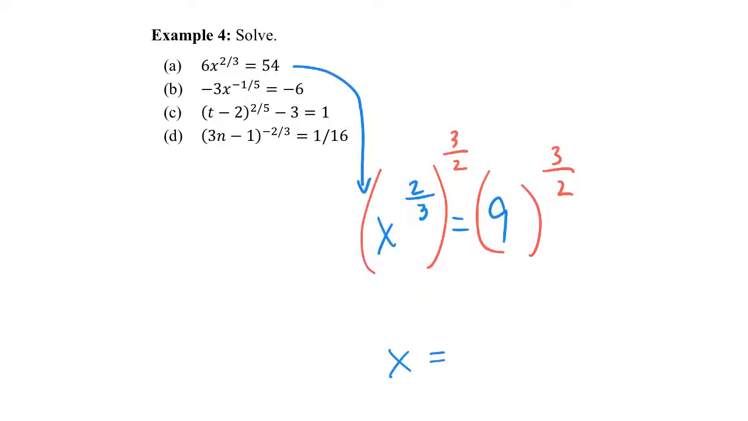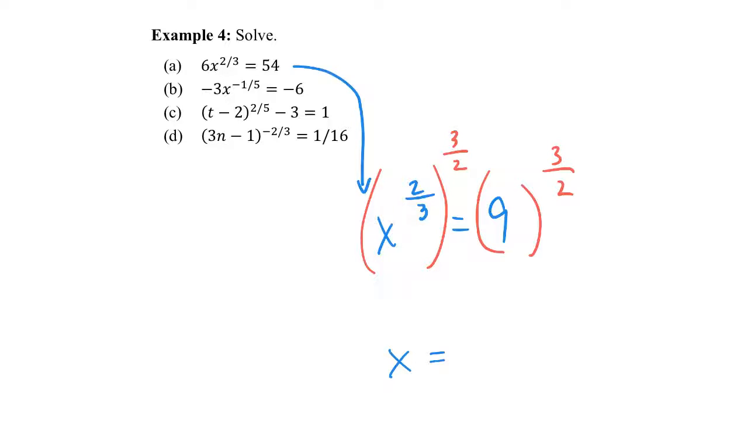But what's 9 to the 3/2 power? What is it? 27. Why? Step 3: the root of 9 becomes 3, and then 3 cubed becomes 27. Very good. You take the square root of 9, because the 2 is the root, that'll give you the 3, and then cube it to get 27.